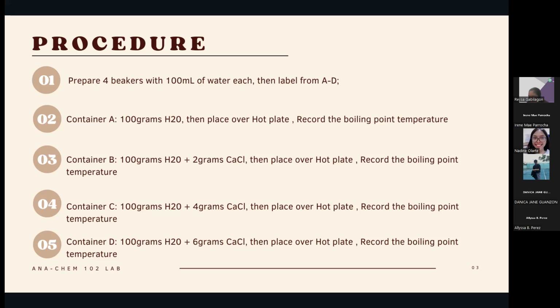Same with container C, we had 100 grams of water plus 4 grams of calcium chloride, then placed it over the hot plate and recorded the boiling point temperature. And also with the last container, container D, 100 grams of water plus 6 grams of calcium chloride, then placed over the hot plate and recorded the boiling point temperature. For the solution, the next part, I'll be giving the virtual floor to Ms. Romualdo.